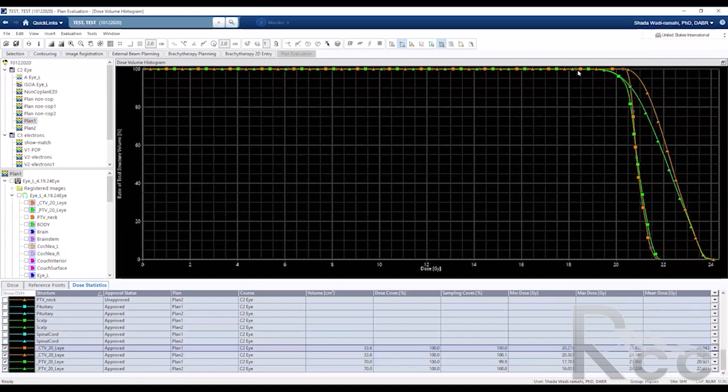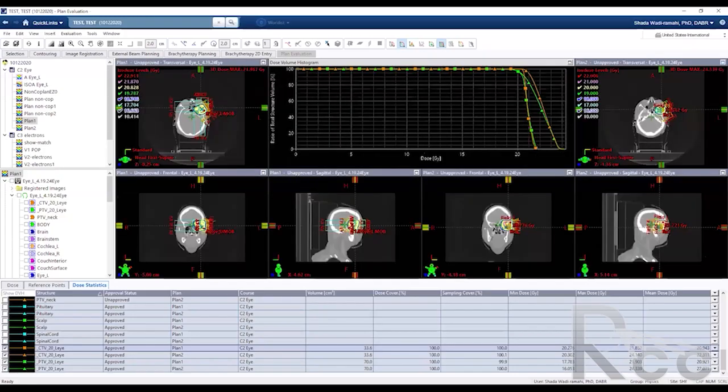And even the CTV coverage, I turned on also the CTV. So you see the CTV in orange. They both share the same coverage. So CTV is more than 100% covered with 20 gray. But then plan 1 is colder, so it drops off to 22 gray. Plan 2 is hotter. So just looking at PTV coverage, we are going to choose plan 1. Okay, now I'm not going into organs at risk yet. I just want to show you PTV coverage in 3 dimensions.